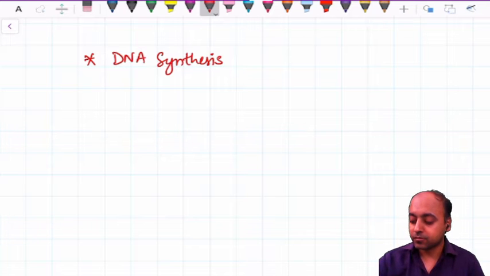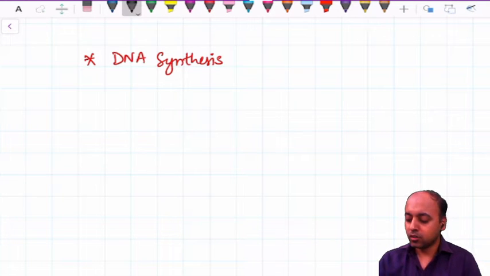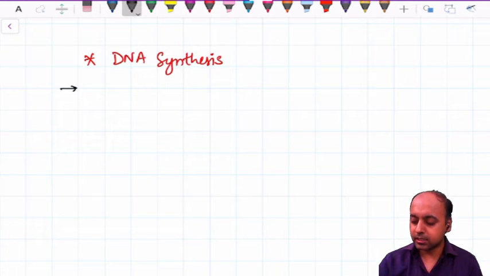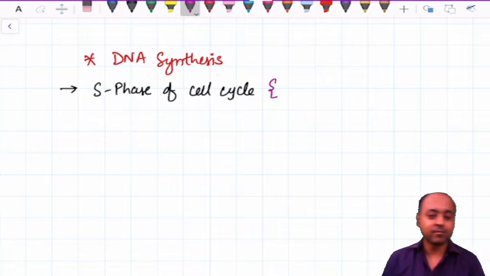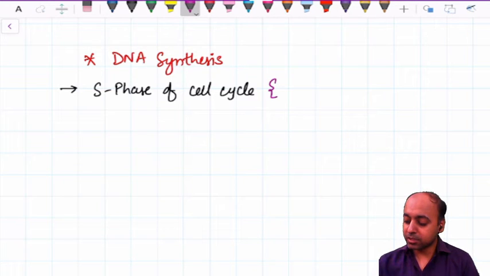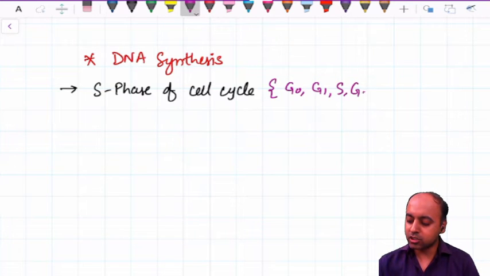All right. So first thing to note is DNA synthesis occurs in S phase of cell cycle. The first point to note, the DNA synthesis occurs in the S phase of cell cycle, and you should remember the phases. We have mentioned this previously. G0, that is the resting phase, G1 followed by S followed by G2 followed by M. So we are talking about this phase.